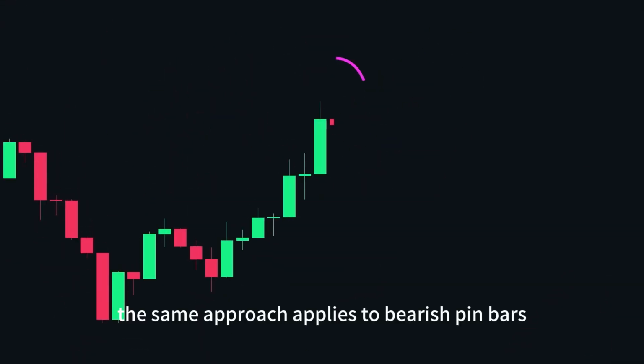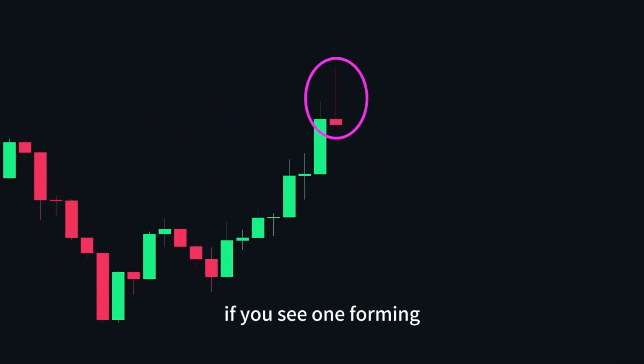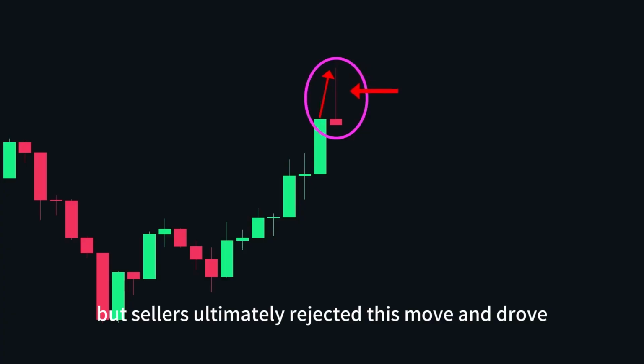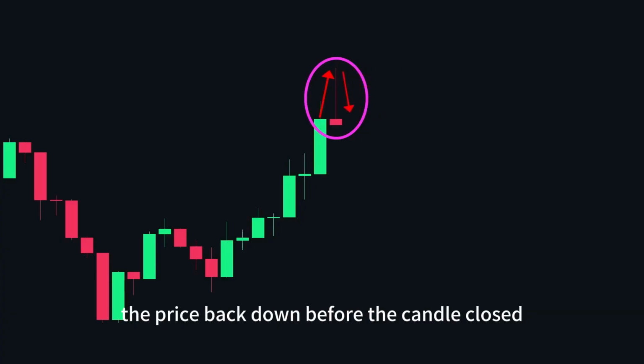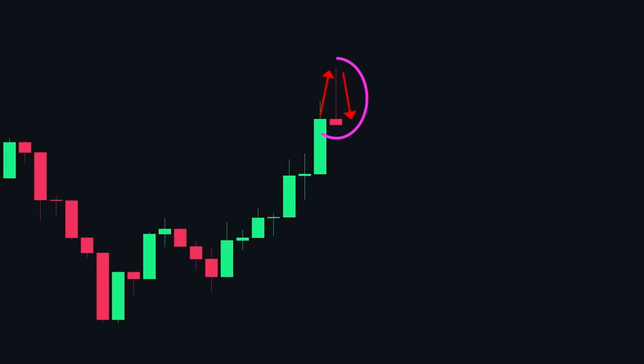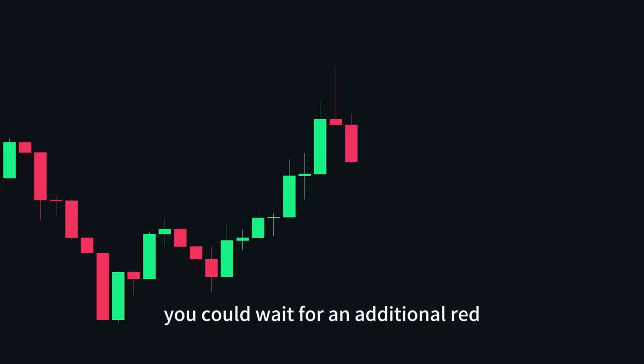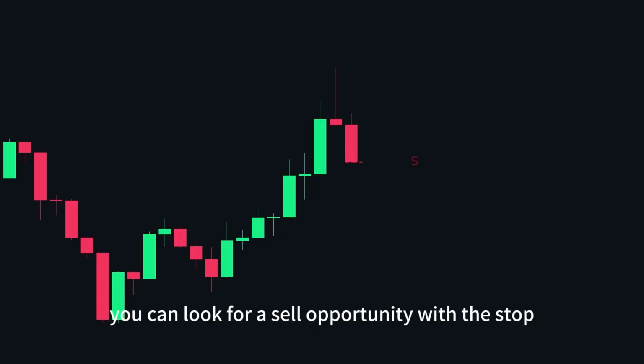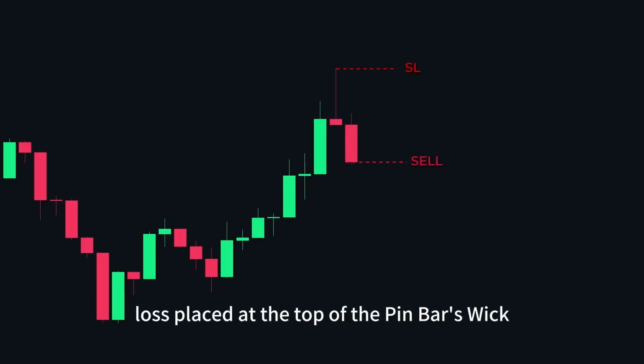The same approach applies to bearish pin bars. If you see one forming, it means that buyers initially took control and pushed the price up, but sellers ultimately rejected this move and drove the price back down before the candle closed. You could wait for an additional red candle to form for extra confirmation. Then, you can look for a sell opportunity with the stop loss placed at the top of the pin bar's wick.